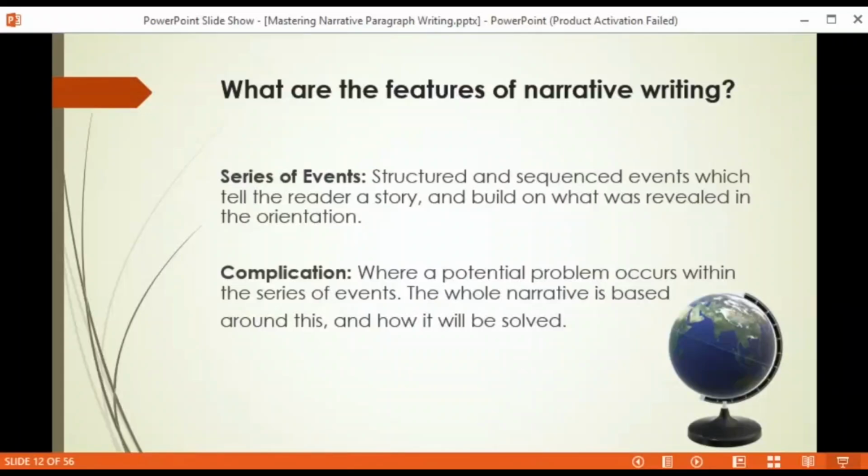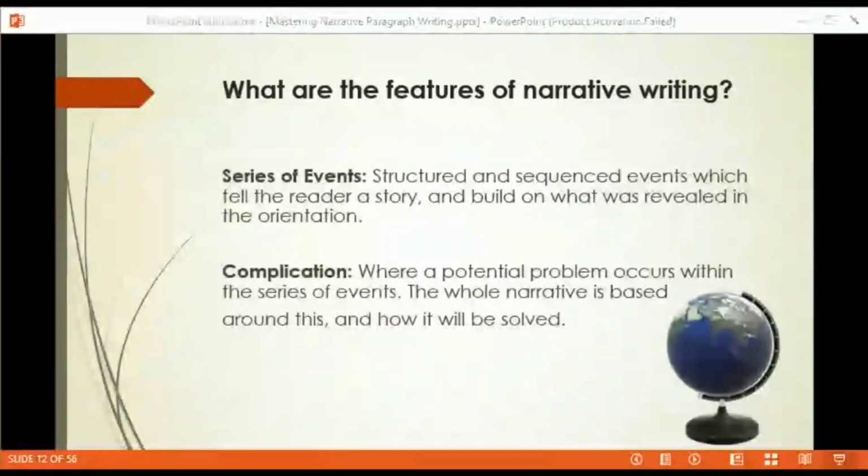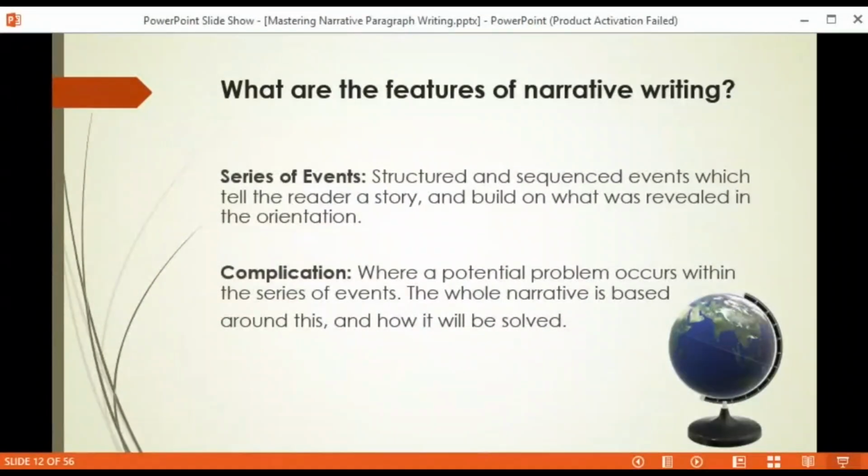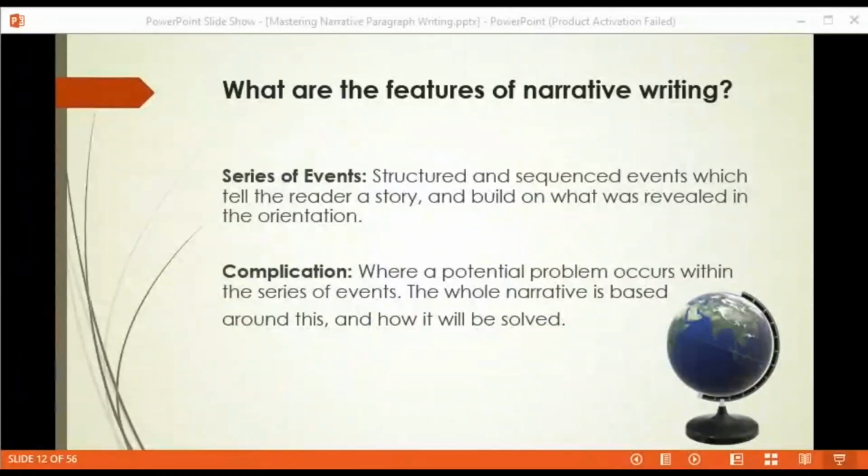The second feature is a series of events, structured and sequenced events which tell the reader a story and build on what was revealed in the orientation. The third feature, complication, where a potential problem occurs within the series of events. The whole narrative is based around this and how it will be solved.